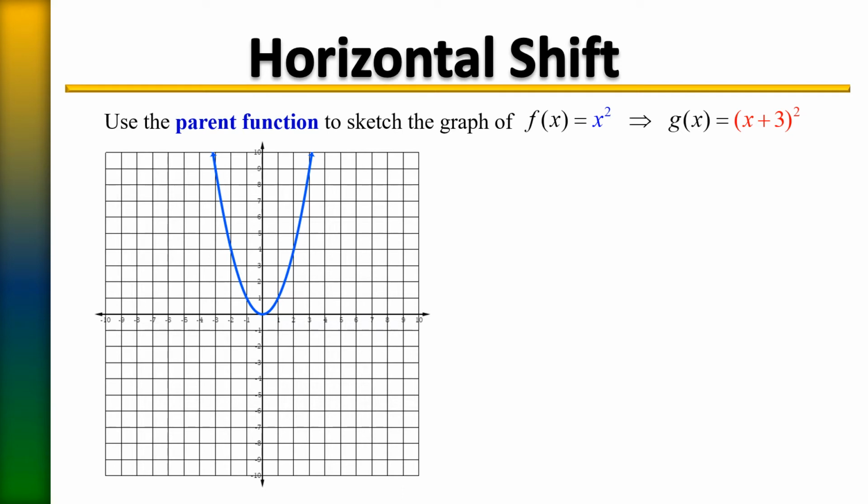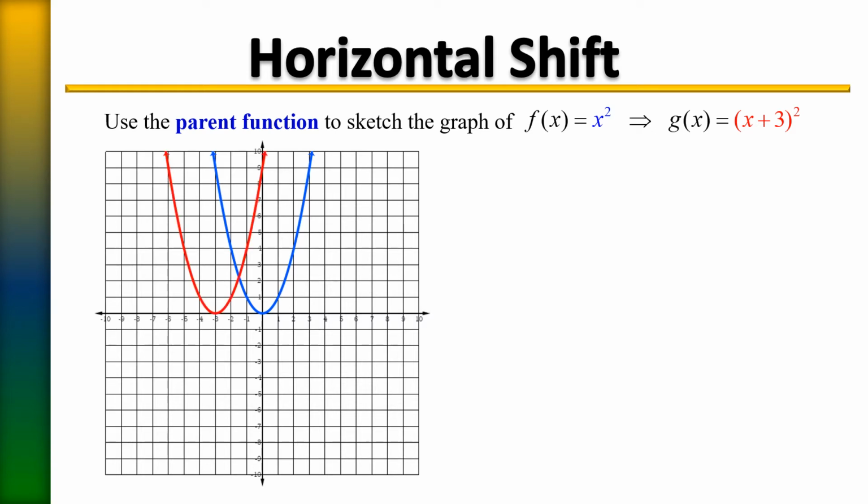So 3 units to the left, all we have to do is just grab a few points on the parent function graph and shift them over 3 units to the left. When we do so, it's going to look like so. And there you have it.